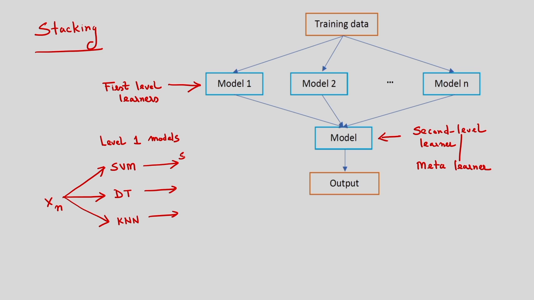So the outputs of these models are, suppose, spam, non-spam, and spam. These are the outputs of the level 1 models. So all these are combined here, and we are having the level 2 model.